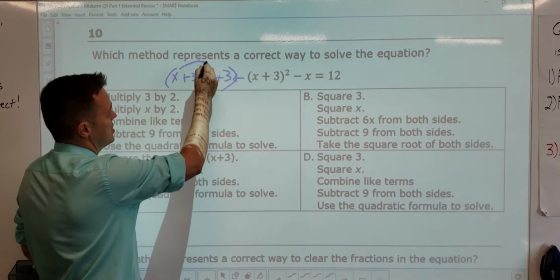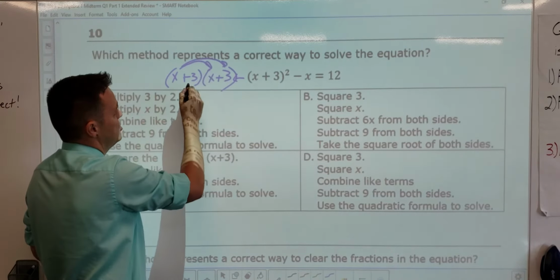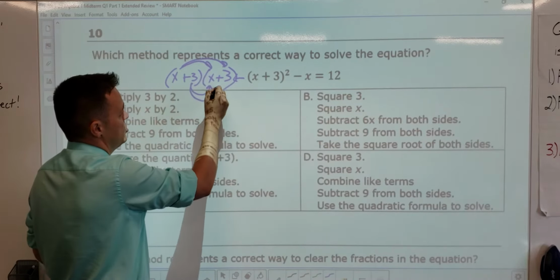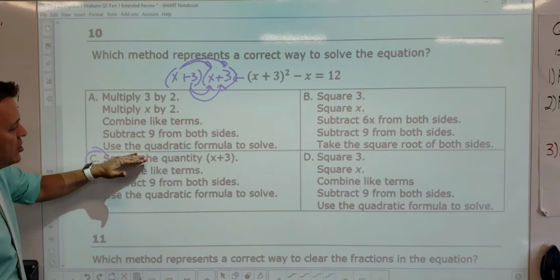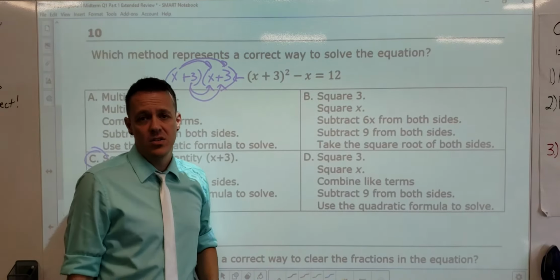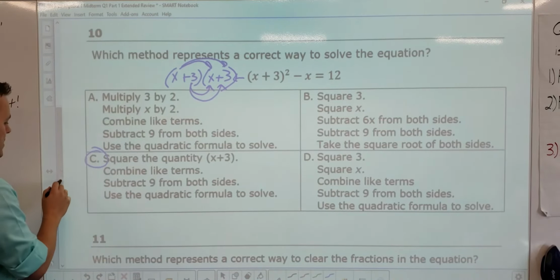So we haven't talked much about this in class, but you do what the FOIL method is, which I'm pretty sure you guys have already learned. So your answer to this would be C, and then who cares about the rest? Because you're squaring a quantity, okay?